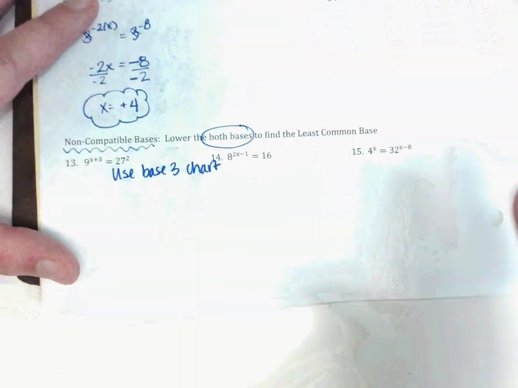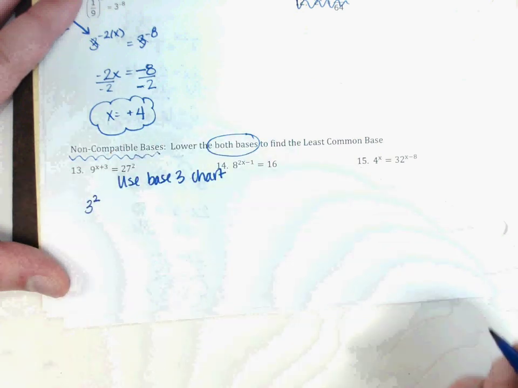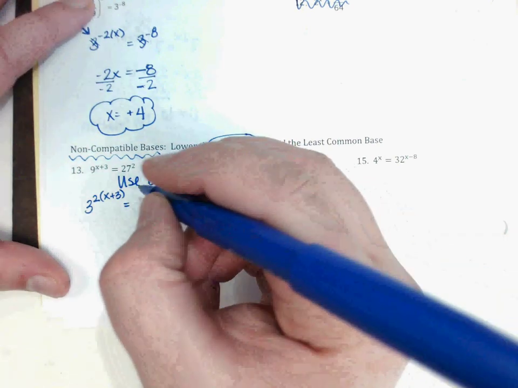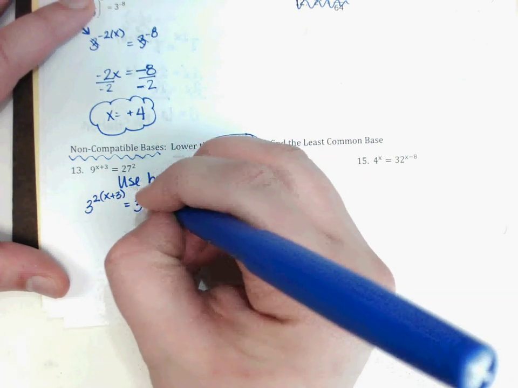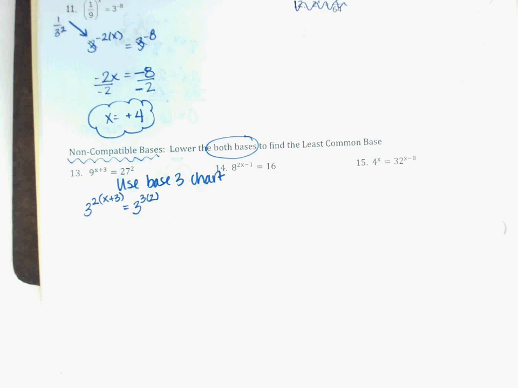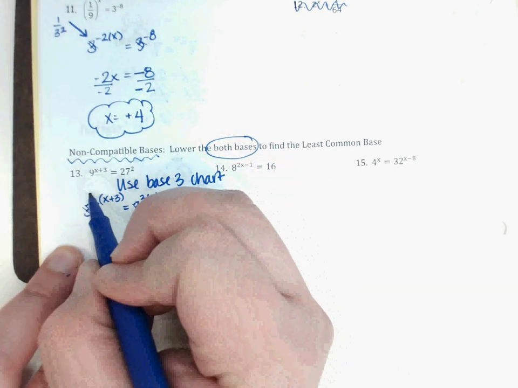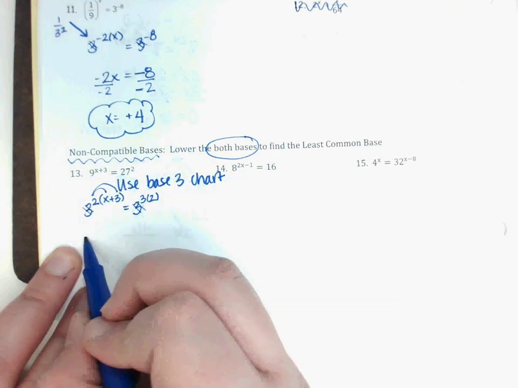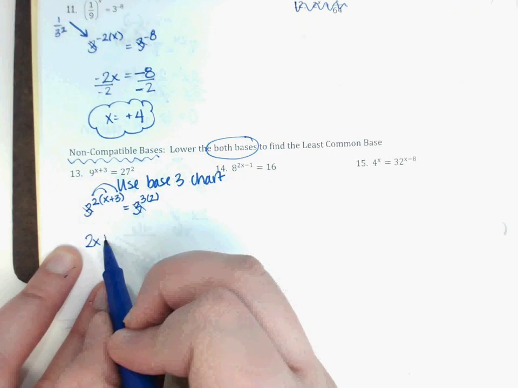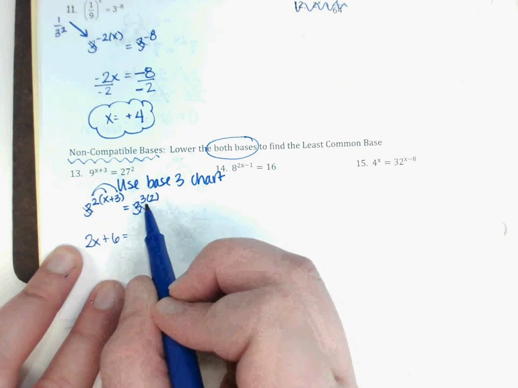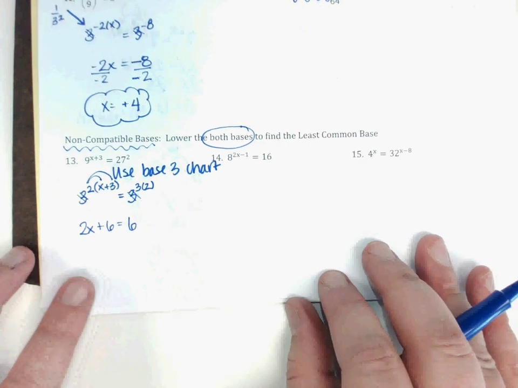So let's come back to our paper. 9 is going to be 3 to the 2. What do I do with the x plus 3? Put it in parentheses. Then 27, that's 3 to the what? 3, but I had a 2 left over. And then from there, I can cancel my common bases. So this 3 and that 3 are gone. On the left side, 2 times x is 2x. What about 2 times 3? Other side, 3 times 2 is also 6. And then I keep solving.